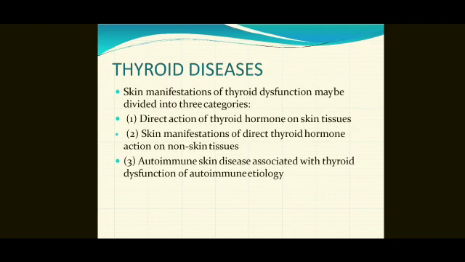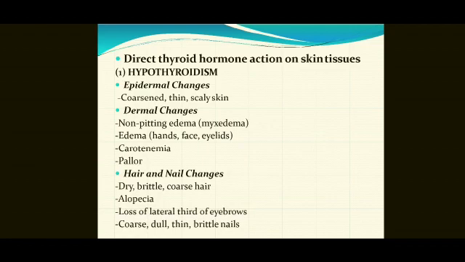So next would be thyroid diseases. The skin manifestations of thyroid dysfunction may be divided into 3 categories: direct action of thyroid hormones on skin tissues, skin manifestations of direct hormone actions on non-skin tissues, and autoimmune skin diseases associated with thyroid dysfunction due to autoimmune etiology.